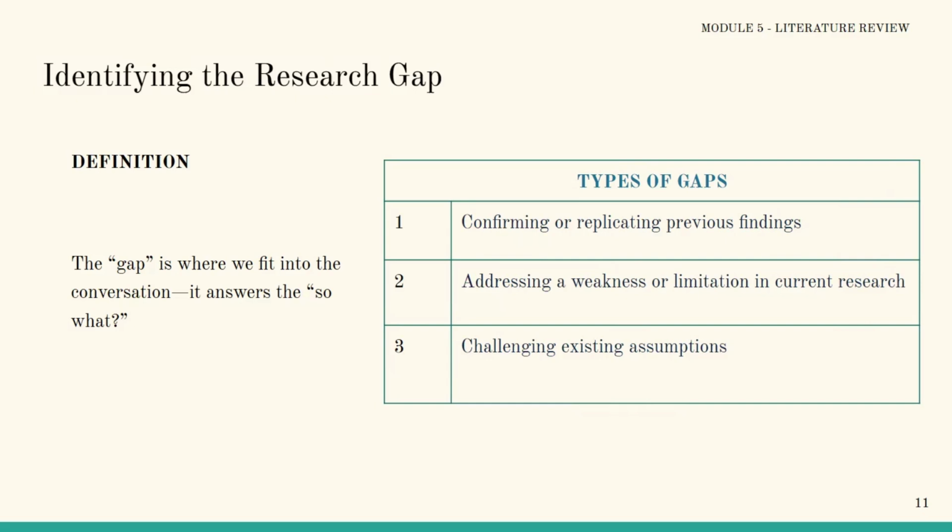So there could be many types of gaps present in the research. Basically, three categories. It could be confirming or replicating previous findings. It could be addressing a weakness or limitation within the current research, and finally, it could challenge the existing assumptions as well.